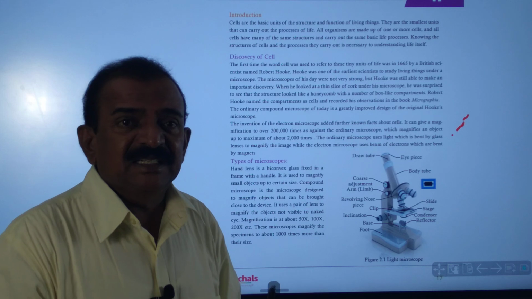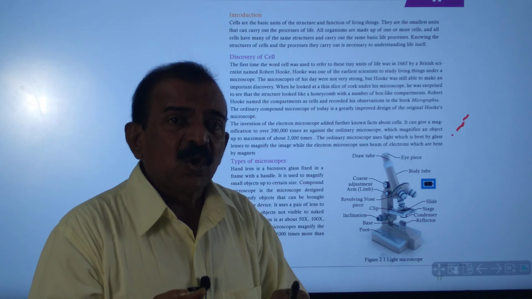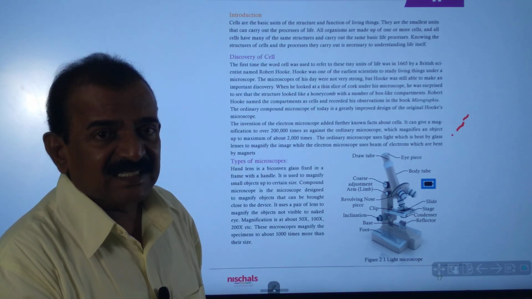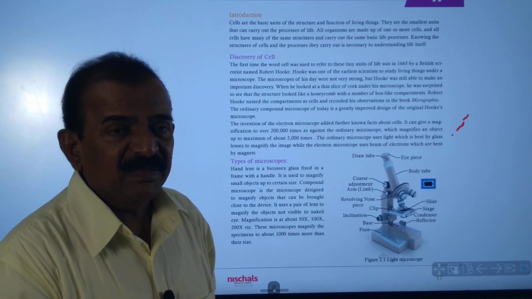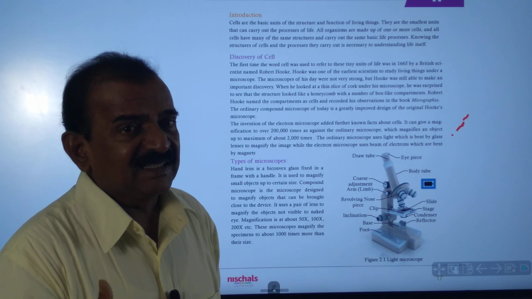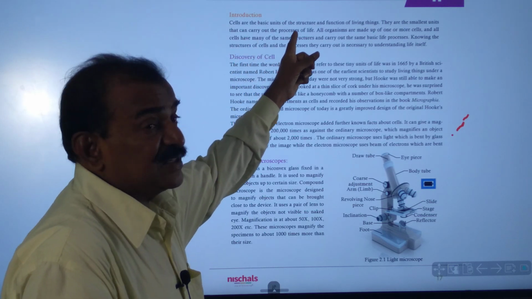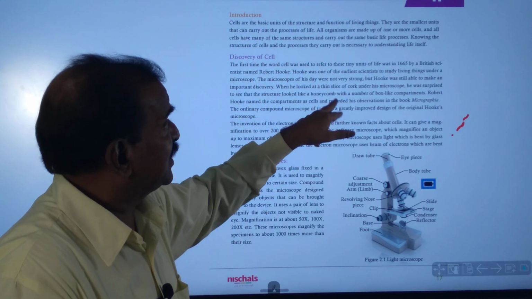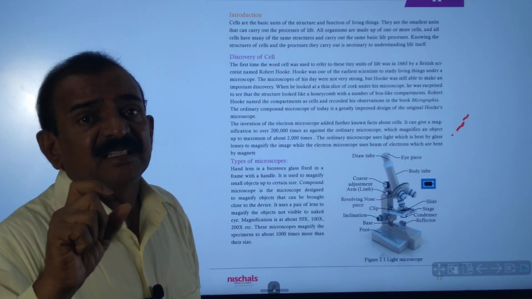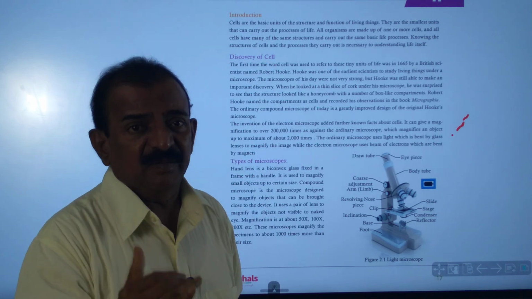The cell consists of many cell organelles, and life processes take place in a cell. That is why the cell is called the structural and functional unit of living organisms. Plants have cells and animals have cells, and these cells perform different functions, which we will learn in this chapter. Cells are very small and cannot be seen with the naked eye, so we need a compound microscope or an electron microscope to see them.